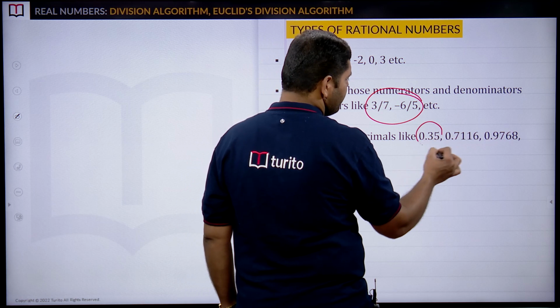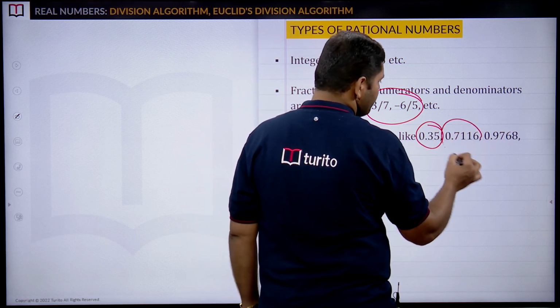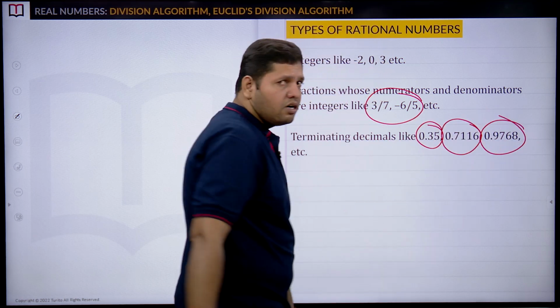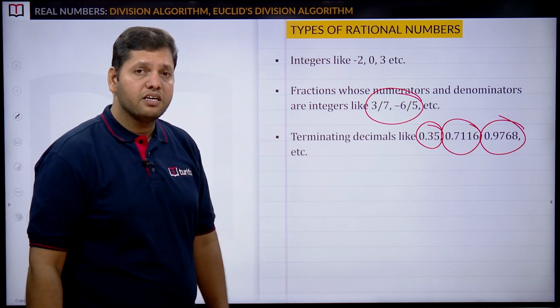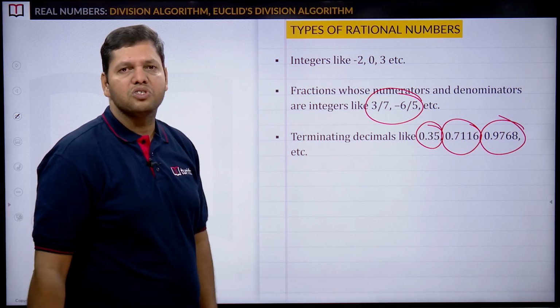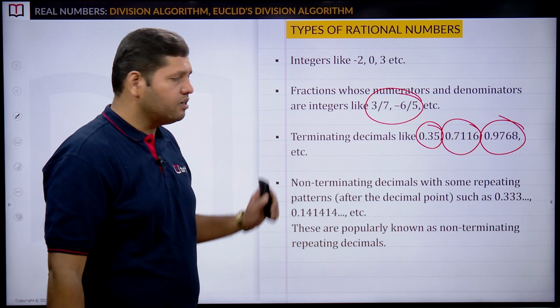Next one, terminating decimal examples. Like 0.35, it is a terminating decimal. This also is a terminating decimal. This also is a terminating decimal. So these are all terminating decimals; we can also say they are examples of rational numbers.